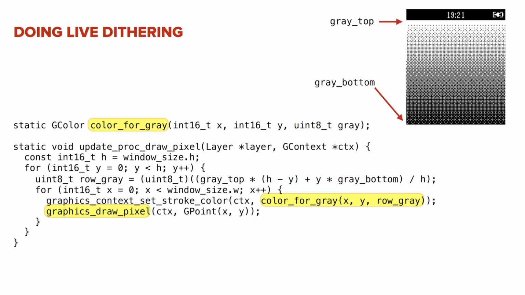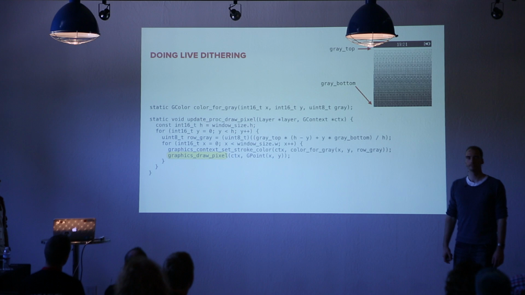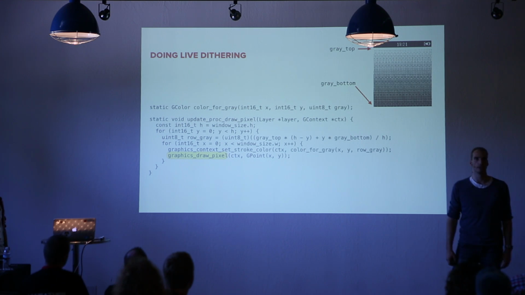We introduced that before. I put in the x and y coordinates since it depends on the coordinate. It's ordered. It has to look up in the matrix. And then I put in the gray value, which is stable for the whole row. And eventually, I call the graphics draw pixel, and that function has been there for ages. It's nothing new really here.